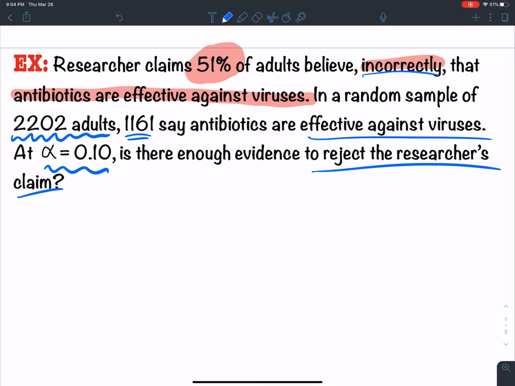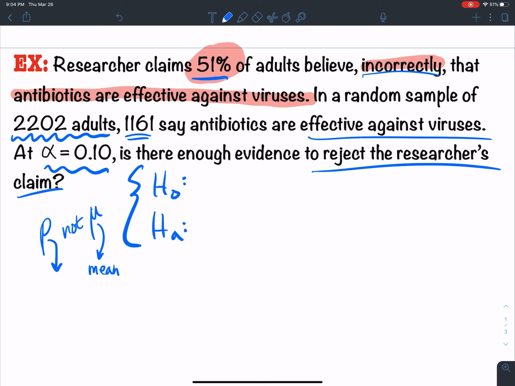All right, so first thing I want to do is write down my H0 and my Ha. Who's the H0, who's the Ha? First number I see, 51%. Now, you might be asking yourself, how do I know to use p and not mu? Mu is used when I see the word mean. p is used if I see a percentage. My goodness, that's going to be a proportion, right? So that's how I know I'm using a proportion here.